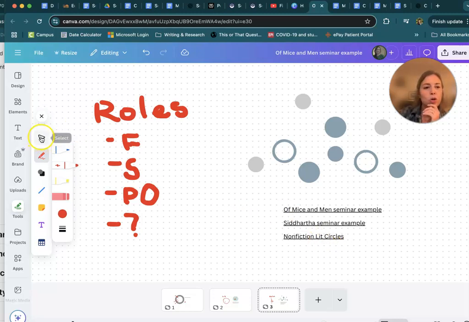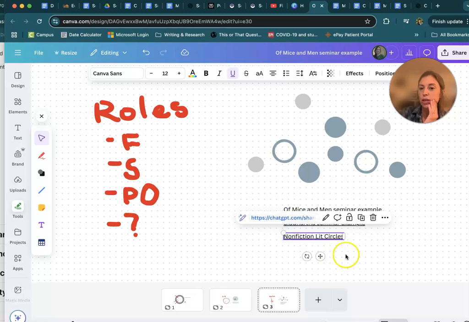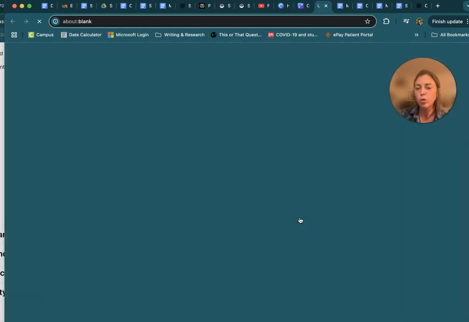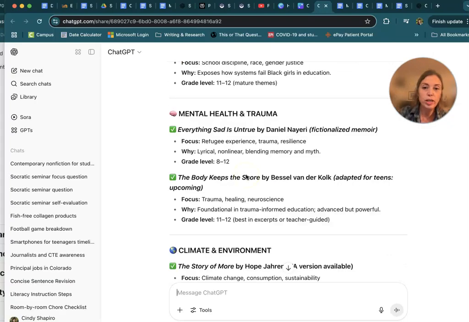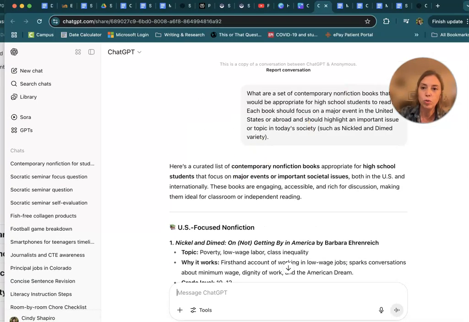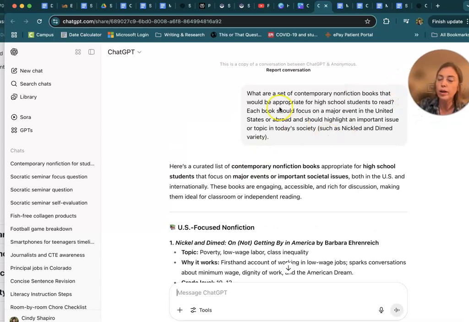So I wanted to show you a couple of examples, okay, of how this might work. Now, one way that I have done in the past is with nonfiction lit circles. For the life of me, that plan is gone and has evaporated, cannot find it any longer. So I did a wee bit of reconstructing using my friend ChatGPT. So what you'll see here is I started off with the question of what are a set of contemporary nonfiction books that would be appropriate for high school students to read.